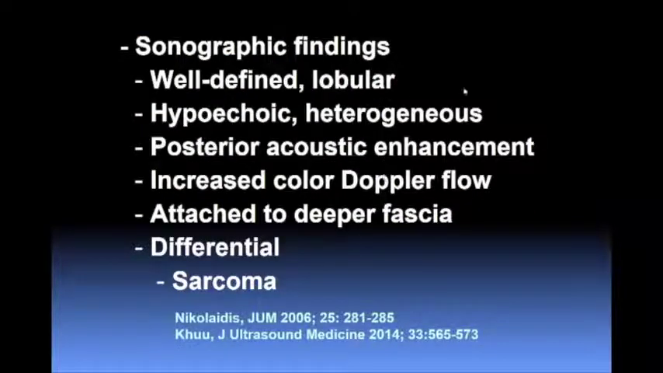So on ultrasound, these are well-defined. They can be lobular as they get larger. The ones I've seen were just well circumscribed. They too are hypoechoic. They can be heterogeneous. There may also be posterior acoustic enhancement, and they definitely show color Doppler flow. And if you see it and they're attached to the deeper fascia, the location might also be helpful in honing in on this differential, or on this diagnosis. The differential itself includes sarcoma. There really aren't very many articles in the literature on this, but I'm going to add a differential when I show you a couple of cases here.